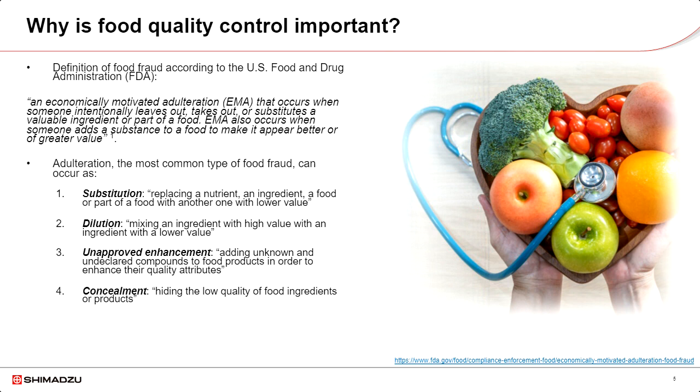Adulteration is by far the most popular type of fraud and can occur as replacement of a nutrient, ingredient, or part of the food with others of lower value. Dilution, where high and low value ingredients are used at the same time. Unauthorized addition of unapproved ingredients to improve or disguise the quality of the product. Concealment of low quality of food ingredients. Food quality control is also important to determine authenticity, confirm the geographic origin, and to assess toxicity.